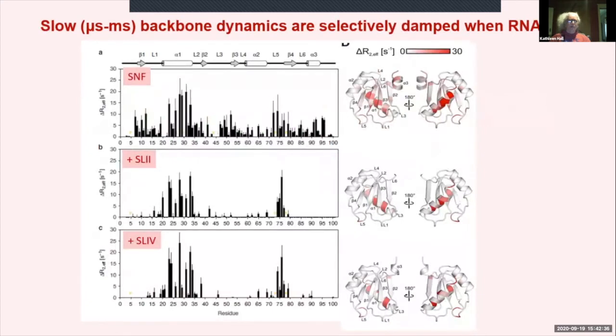What we see with the slow backbone dynamics is something quite different. There's a very selective change in the delta R2s. And what we end up with when the stem loop 2 or stem loop 4 is bound is that most of those dynamics that we saw throughout the body are now almost completely damped. And those are mapped onto the structures here. But the only significant dynamics that we retain are in alpha 1, which is now on the back, what we call the back side of the protein.